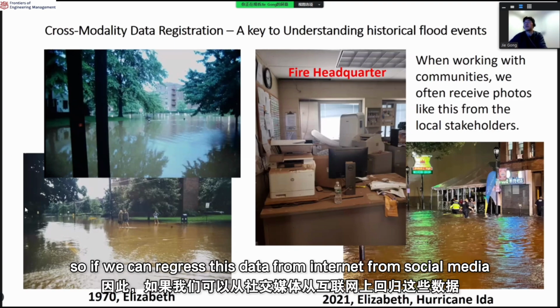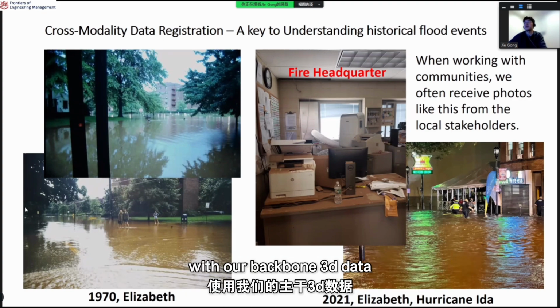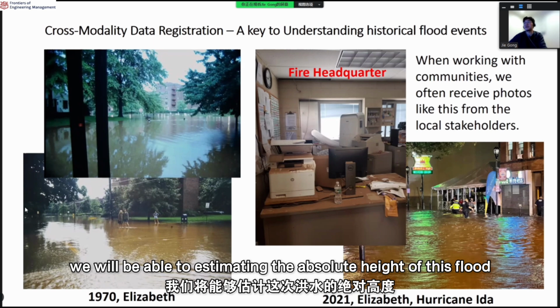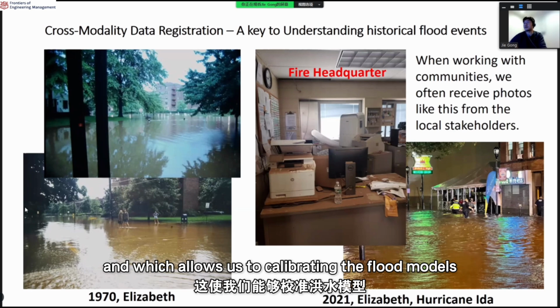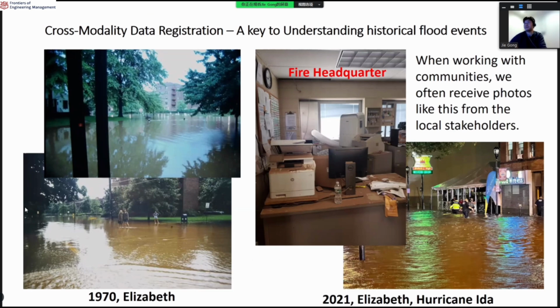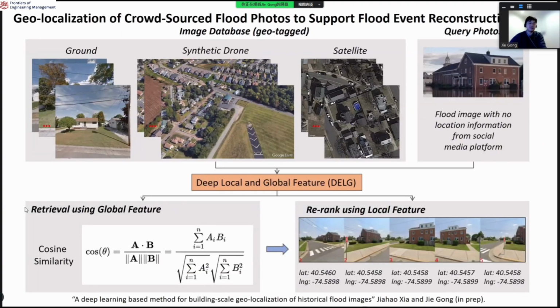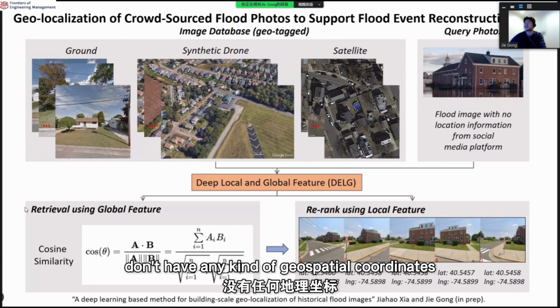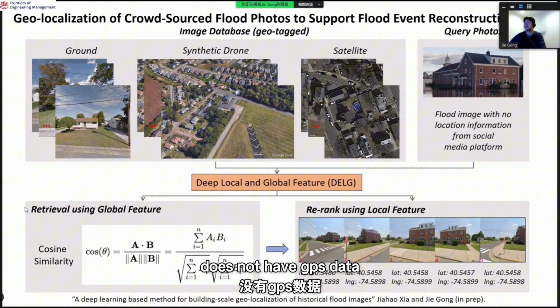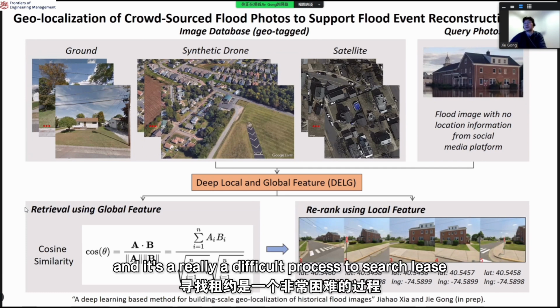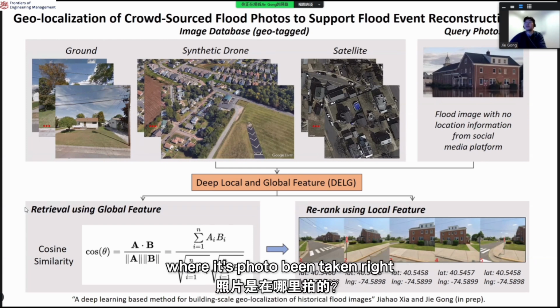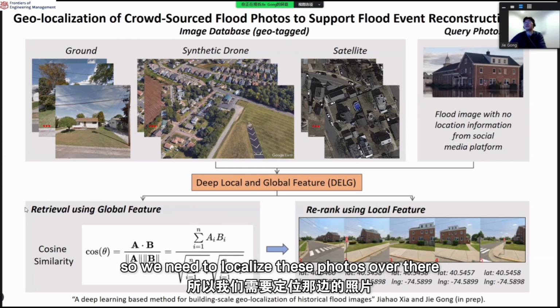If we can register this data from the internet and social media with our backbone 3D data, we will be able to estimate the absolute height of the flood, which allows us to calibrate the flood models. Often these images come in without any geospatial coordinates, no location data, no GPS data, and it's really a difficult process to search where the photo was taken. So we need to localize these photos.